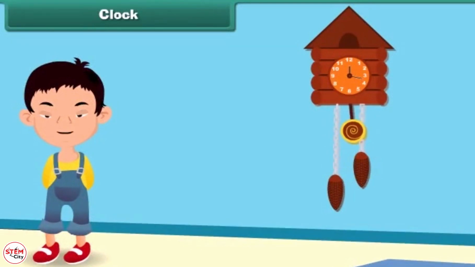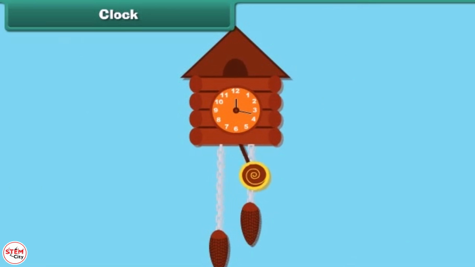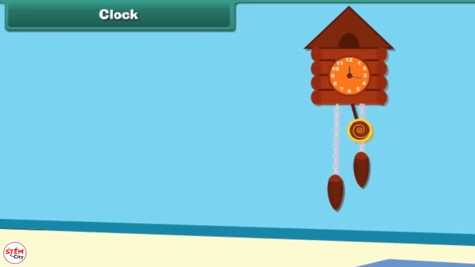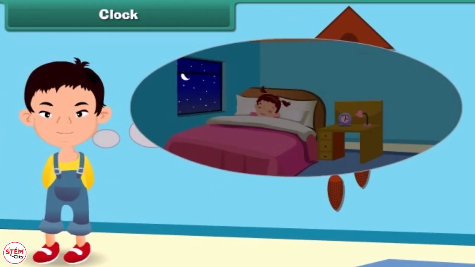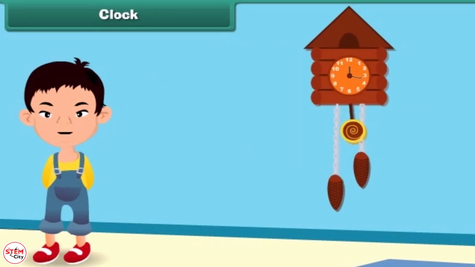Tick-tock goes the clock, hanging on the wall. Tick-tock goes the clock, telling the time to all. Tick-tock goes the clock, it's time for you to go to bed. Tick-tock, tick-tock, tick-tock, sounds the clock.